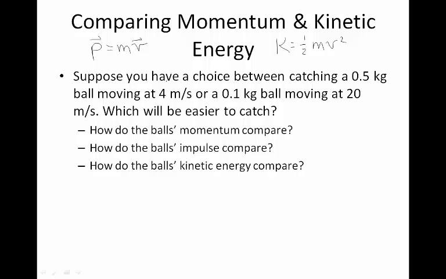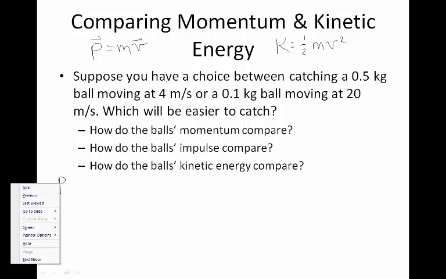So here's an example. Suppose you have a choice between catching a 0.5 kilogram ball moving at 4 meters per second or a 0.1 kilogram ball moving at 20 meters per second. Which will be easier to catch? From your own life, you might have a sense for what that's like. So think about in your own head, qualitatively, which ball you think would be easier to catch. And then let's analyze it with equations. So how do the momentums of the balls compare?